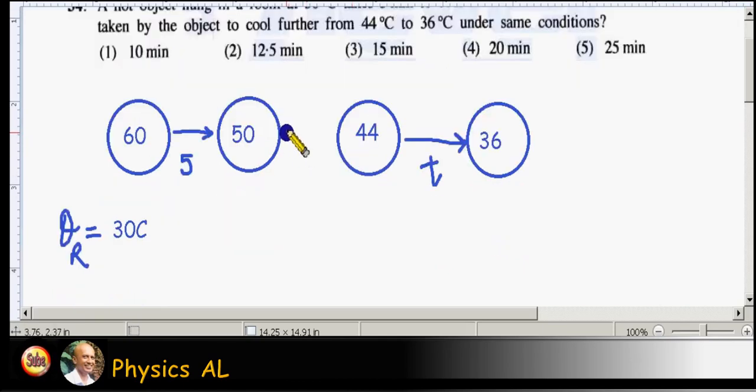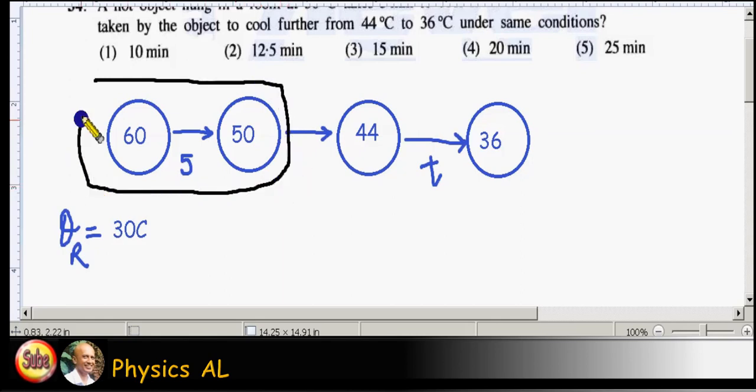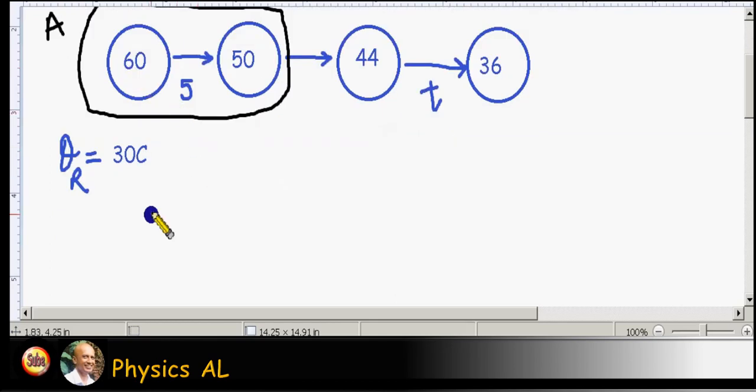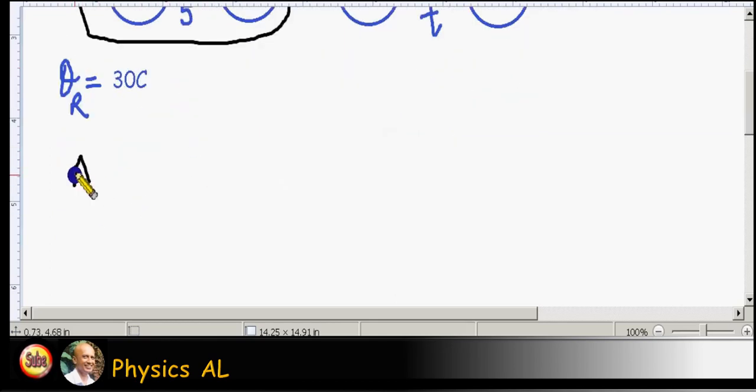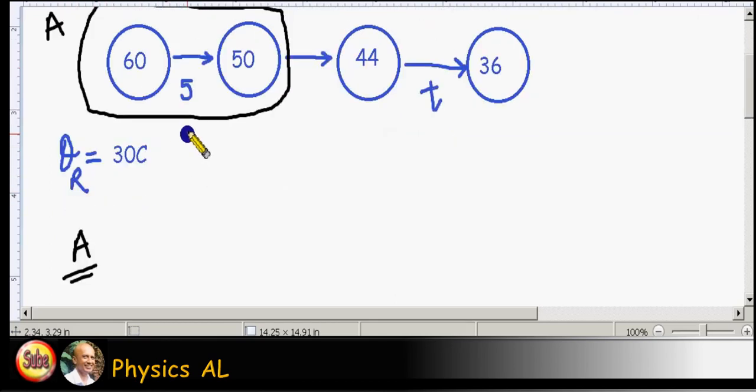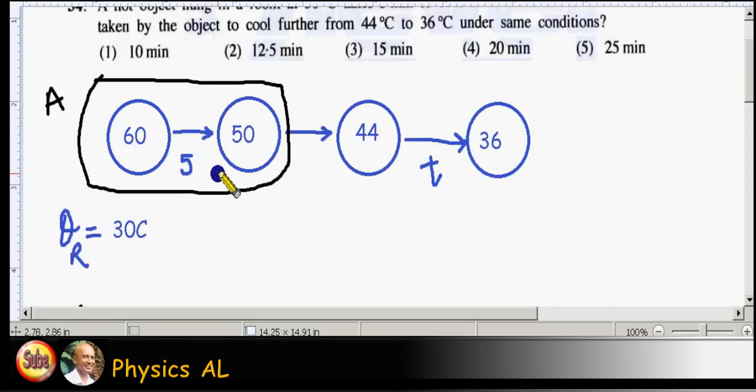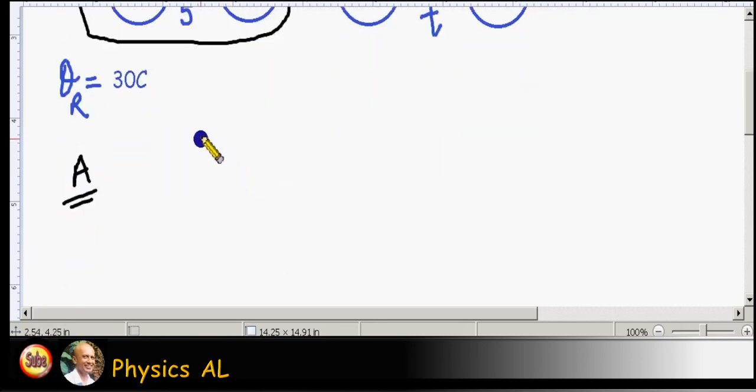So here we have to mark this like this, because first it has to cool down from 50 to 44, then 44 to 36. This part of the story, first for that we write the equation, for part A. For that portion of the total incident we are going to write Newton's cooling law.